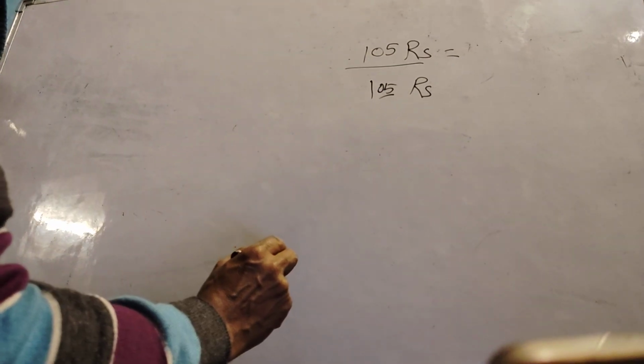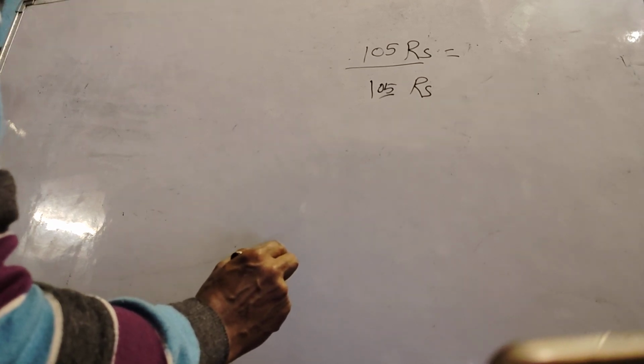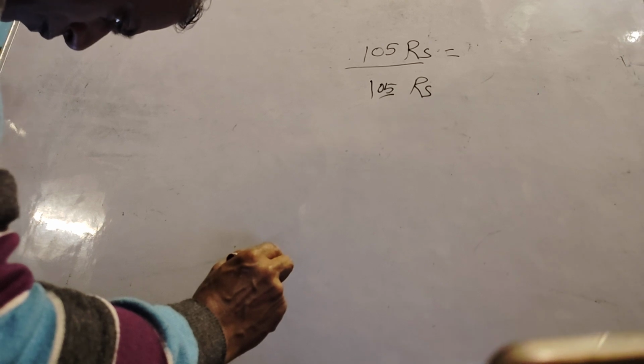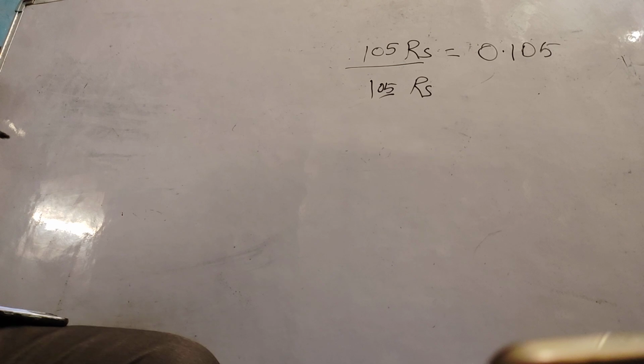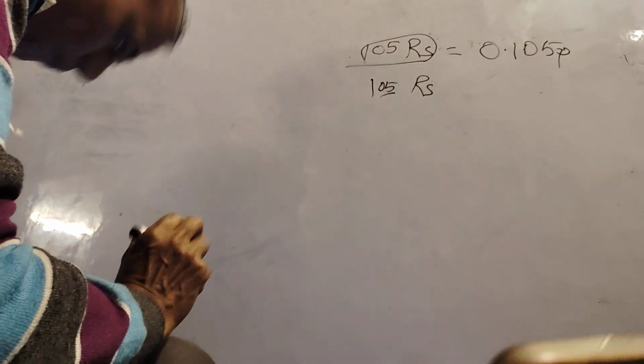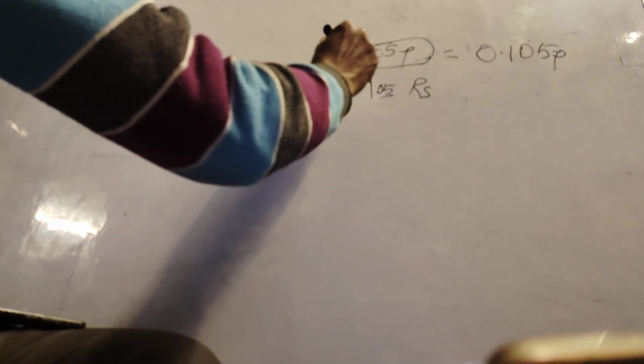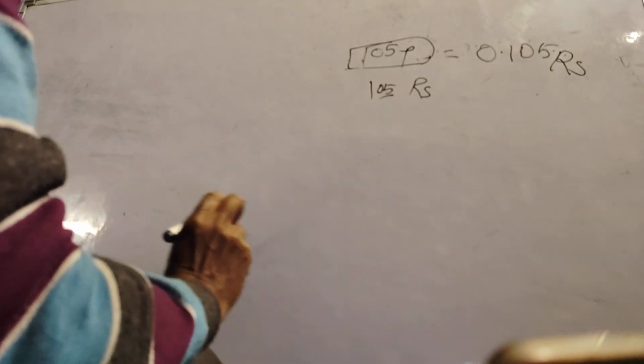Because it is over 100 and there is only 100 cents in $1. So it will become $1. But how did you get this answer? This question is rupees convert into paisa, and this one is paisa convert into rupees. 105 paisa equal to convert into rupees. So how did you get this 0.015 answer?